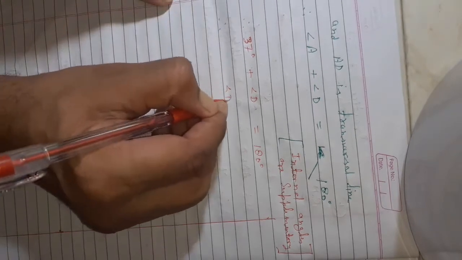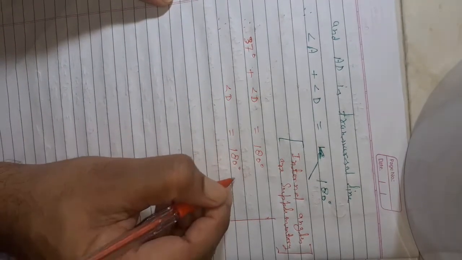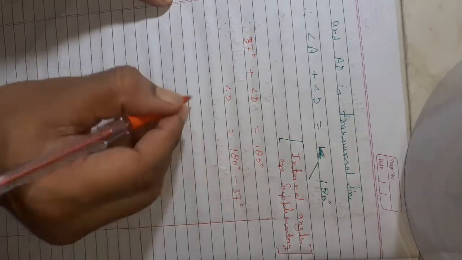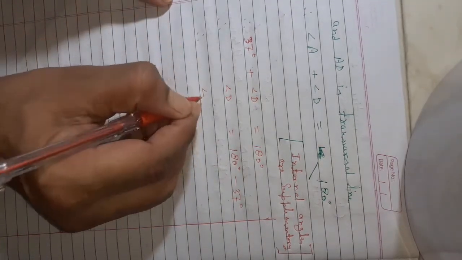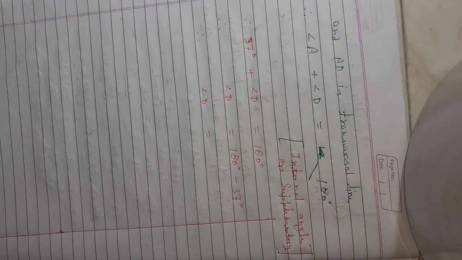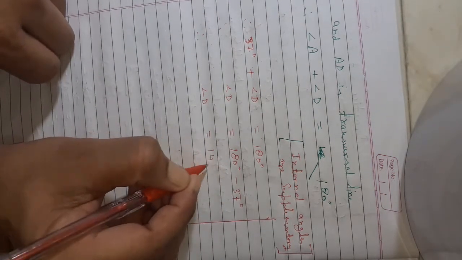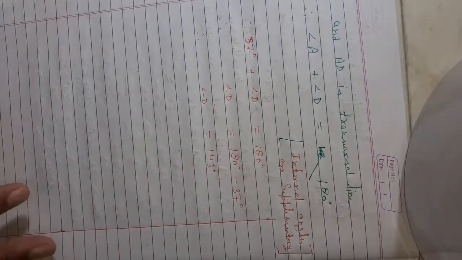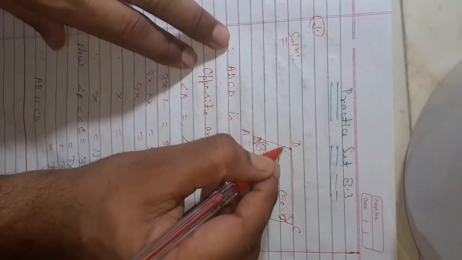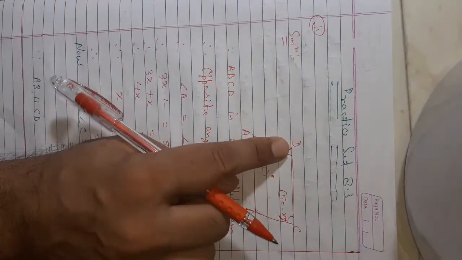Therefore angle D is equal to 180 degree minus 37 degree. So you got 143 degree. Clear? So angle D you got 143 degree.